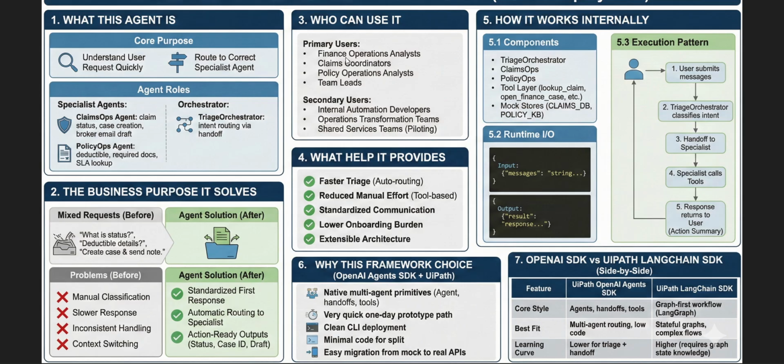And who can actually use this? Finance operation analysts, claim coordinators, policy operation analysts, team leads, and anyone like that. Secondary users can be the automation developers. What help does it provide? It provides faster triage like auto routing and reduced manual effort, because there are so many tools inside this. I'm going to demo them to you. And standardized communication, lower onboarding burden, and extensible architecture.